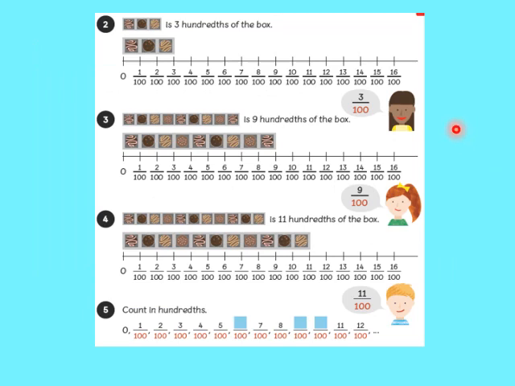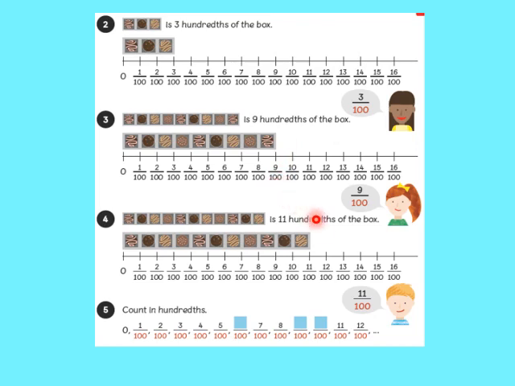So let's have a look at Lulu. She took 3 chocolates out of 100, so 3/100ths. And here we can see it again on a number line. 1/100th, 2/100ths, 3/100ths. So she took 3 parts out of 100 parts. And then Hannah took 9/100ths of the box because she took 9 out of 100 chocolates. And here we can see it on the number line.